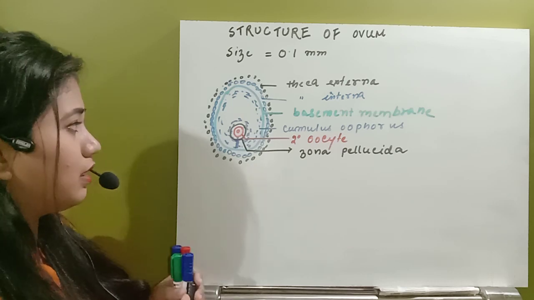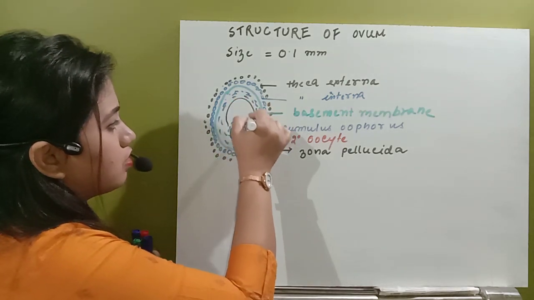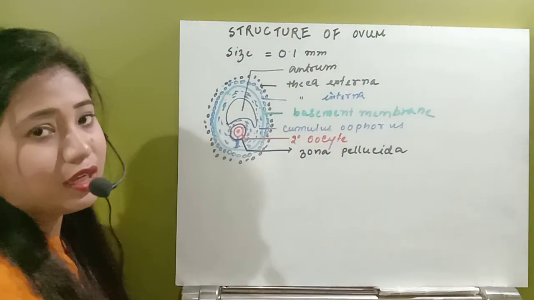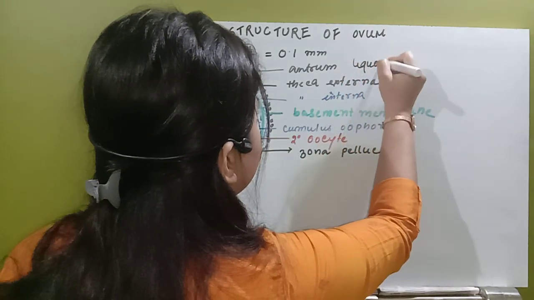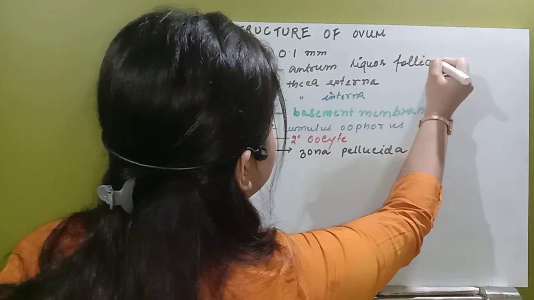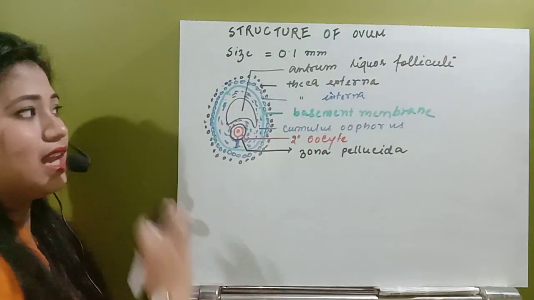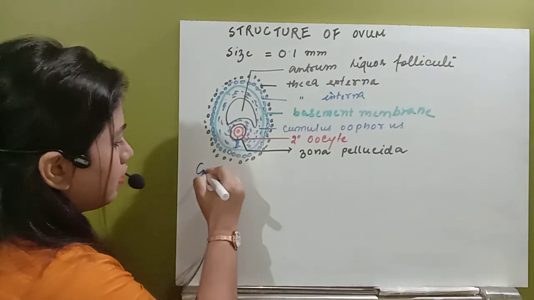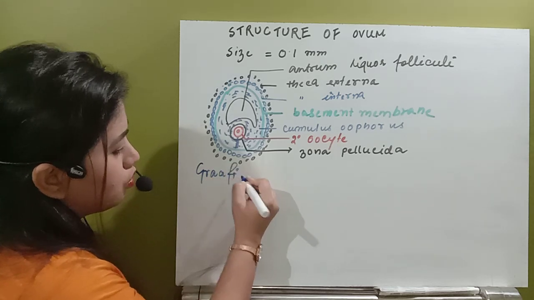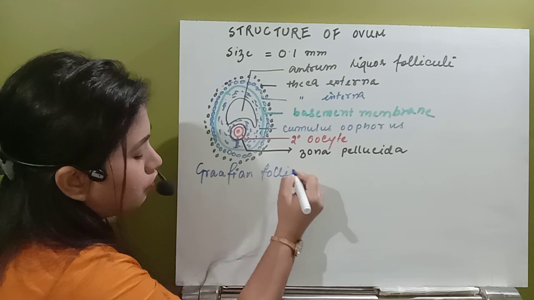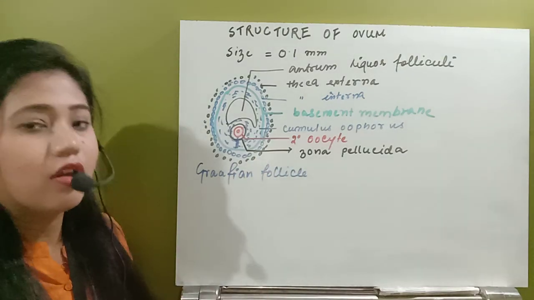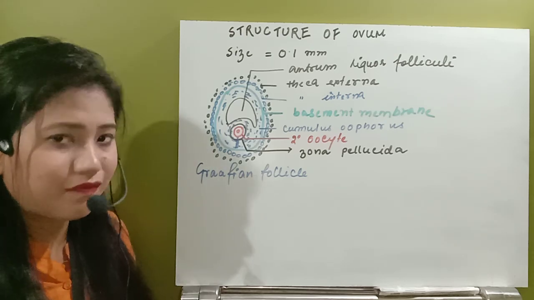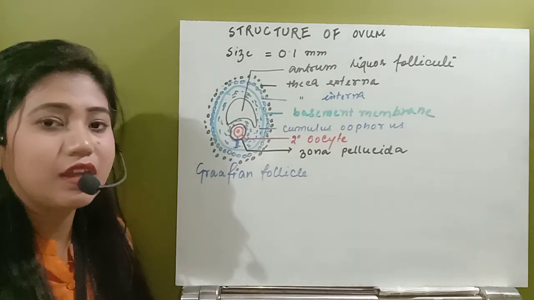So here this cavity is developed, and that cavity is known as the antrum. This antrum contains liquid, and that liquid is known as the liquor folliculi. Now this cell, whenever it undergoes ovulation, this is actually the Graafian follicle. This structure we have drawn here is known as the Graafian follicle. So in the follicular phase, we can see that the ovum is formed in the preparatory phase. The Graafian follicle is formed in the preparatory phase even.